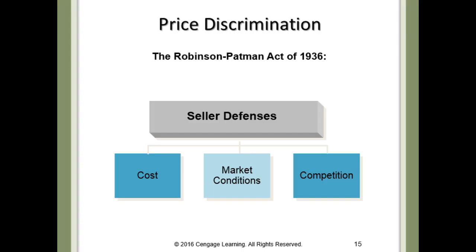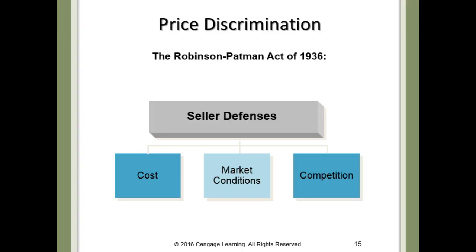The cost side of things is where a firm can charge different prices to different customers if the prices represent manufacturing or quantity discount savings. The more you buy of something, you could get a discount based upon that. Second one is market conditions. This is where price variations are justified if they are designed to meet fluid product or market conditions.